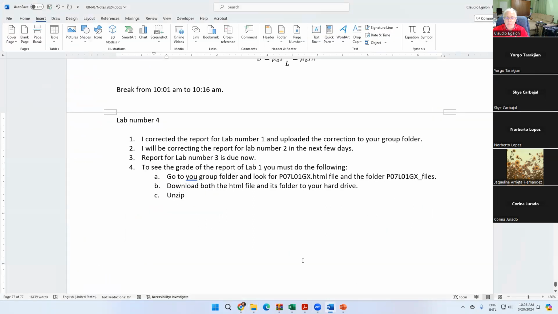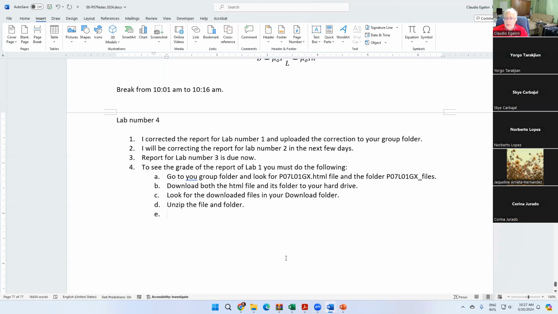And zip, download both the HTML file and its folder to your hard drive. Okay, look for the downloaded files in your download folder. Okay, D, unzip this file, the file and folder. How do you do that?